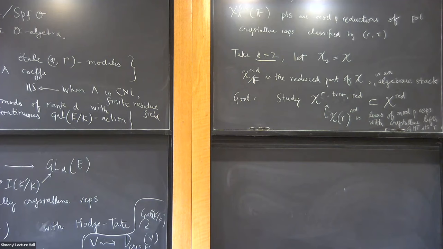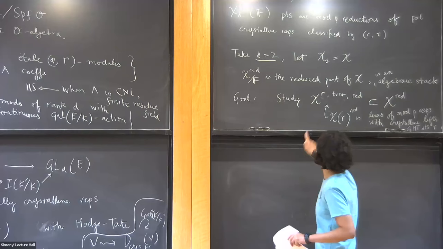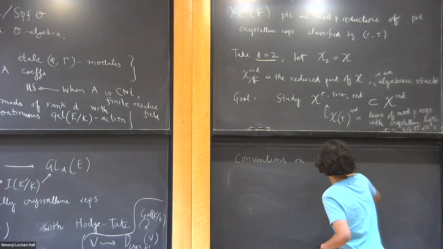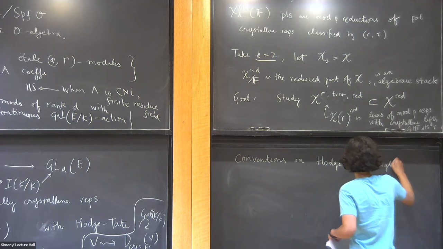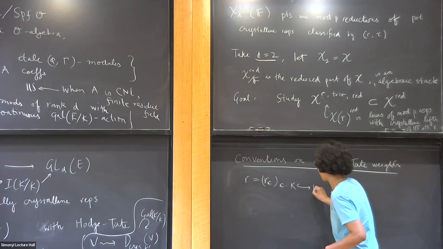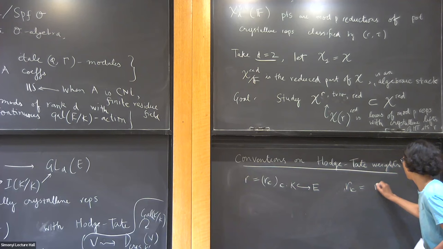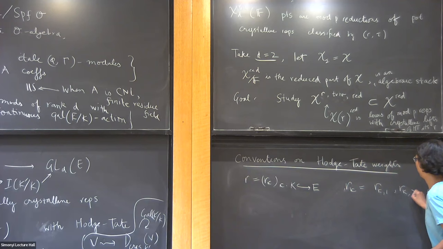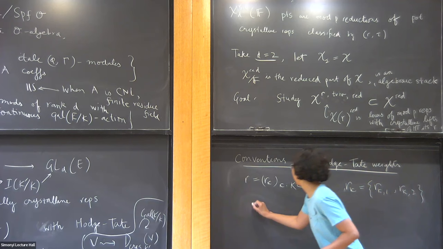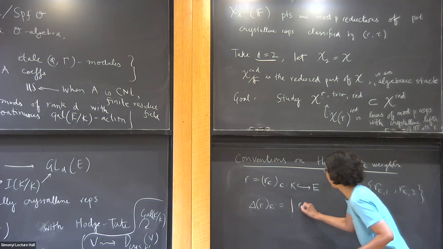Okay, so let me explain what I mean by the irregular thing. This is conventions on Hodge-Tate weights. So R is this R kappa thing, where kappa is parameterizing all the embeddings of K into E, and each R kappa is two integers, R kappa 1 and R kappa 2. And one of the standing assumptions we make throughout this talk is that, so I'll call this delta R kappa, the absolute difference between these two Hodge-Tate weights, R kappa 1 minus R kappa 2.